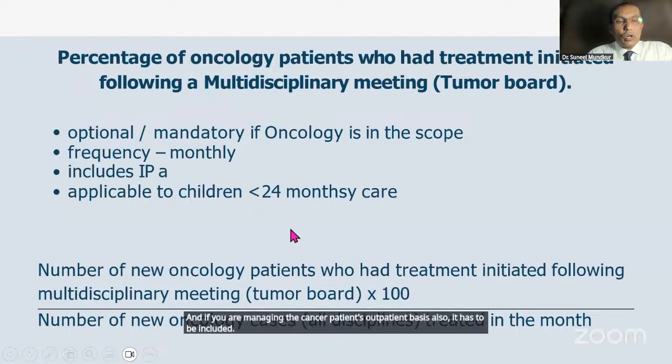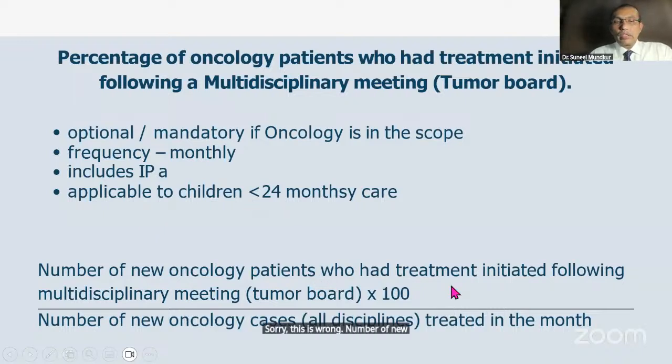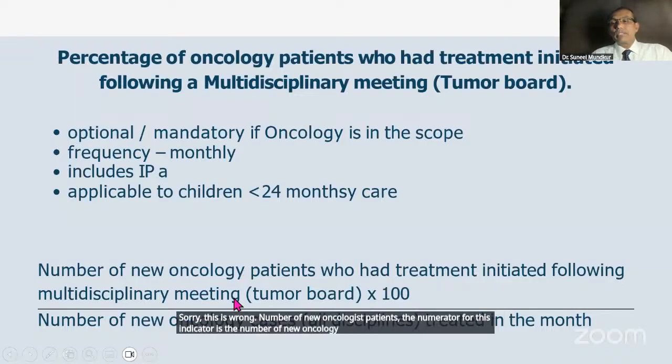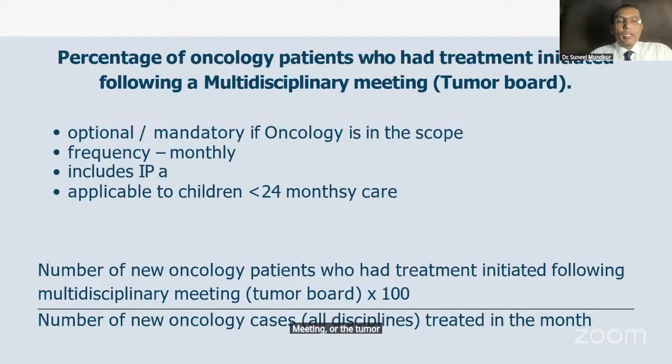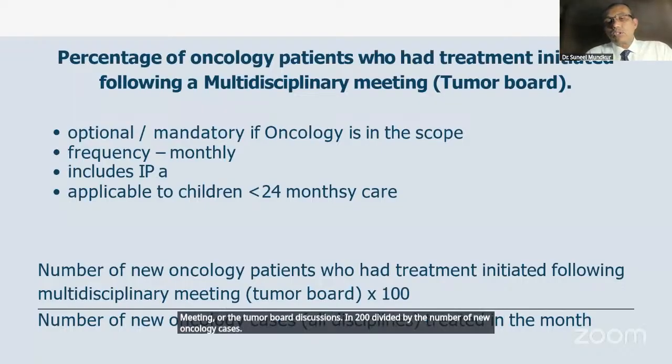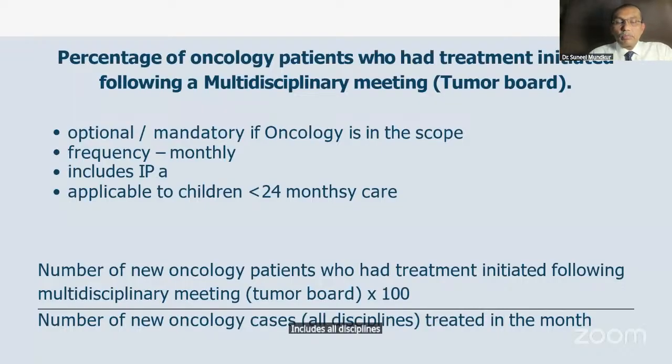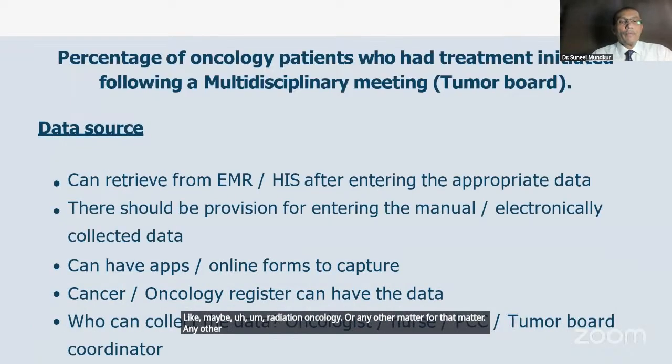Sorry, this is wrong. The numerator for this indicator is the number of new oncology patients who had treatment initiated following a multidisciplinary team meeting or tumor board discussion, multiplied by 100, divided by the number of new oncology cases. It includes all disciplines. That means it may be pediatric, radiation oncology, or any other branch of oncology.